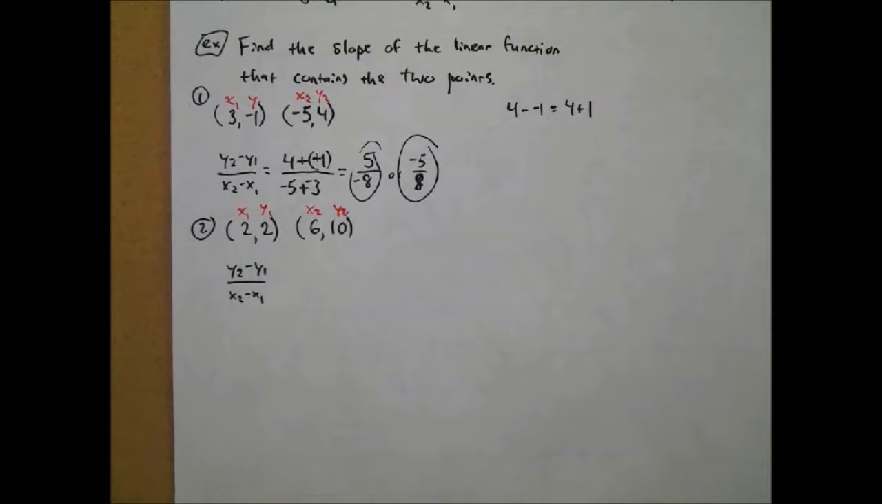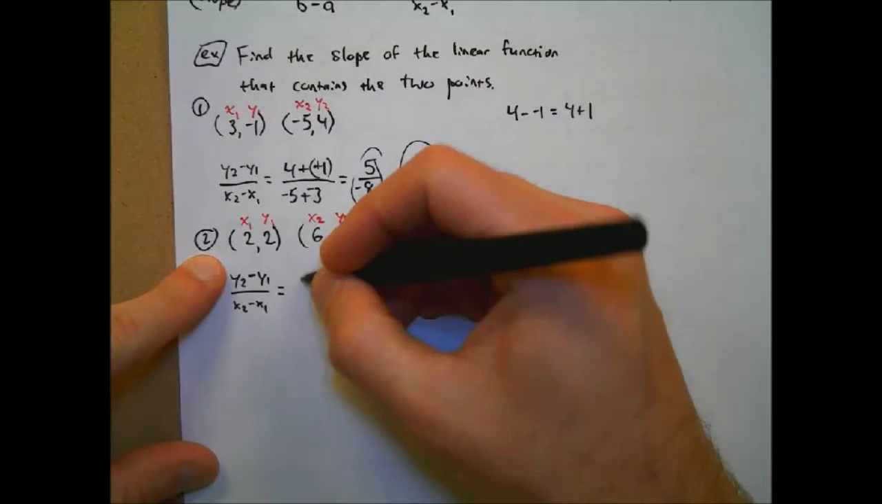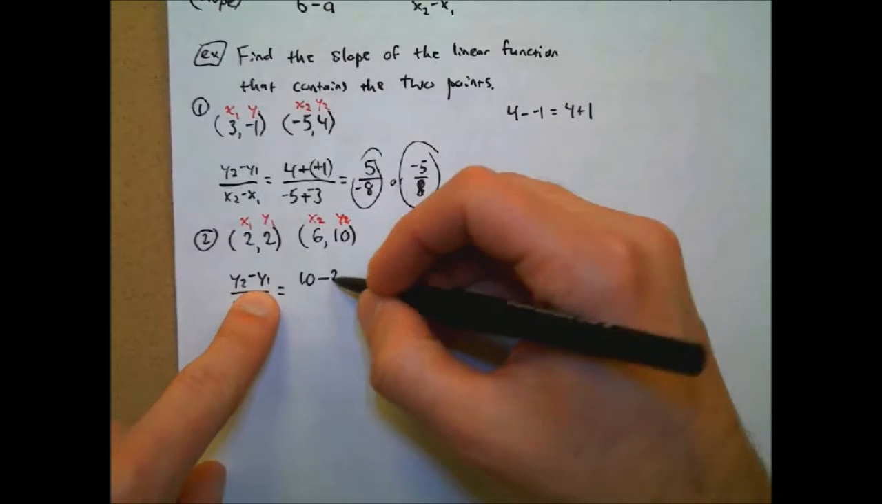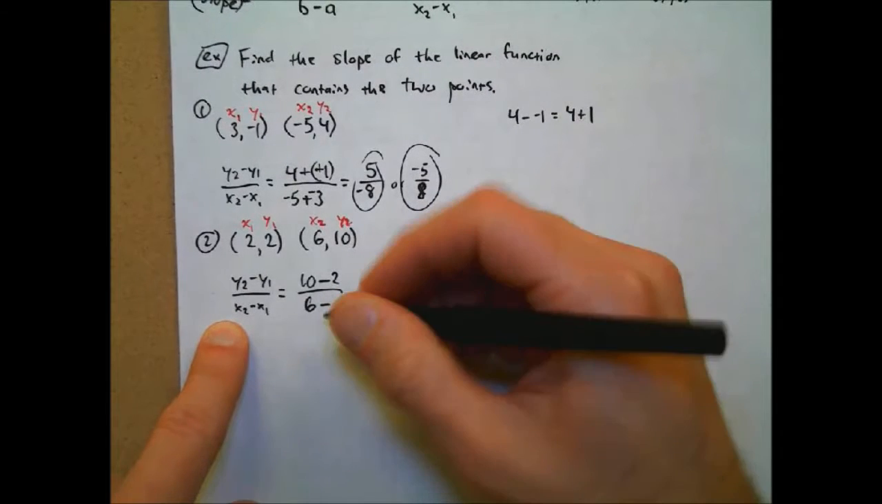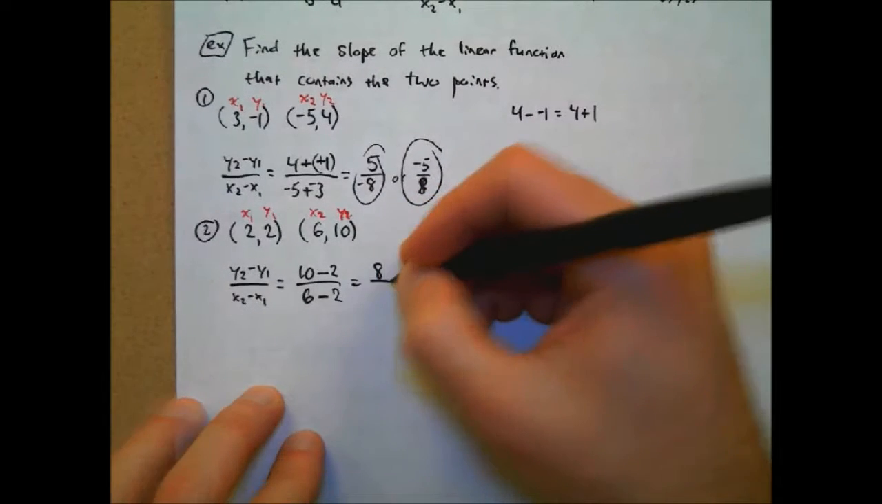Okay, so let's plug in our numbers. We already labeled it, right? So 10 in for the y2 minus 2 in for the y1. 6 in for the x2 minus 2 in for the x1. Okay, Sean, can you simplify this for us? What's 10 minus 2, Sean? 8. Sean, what's 6 minus 2? 4.